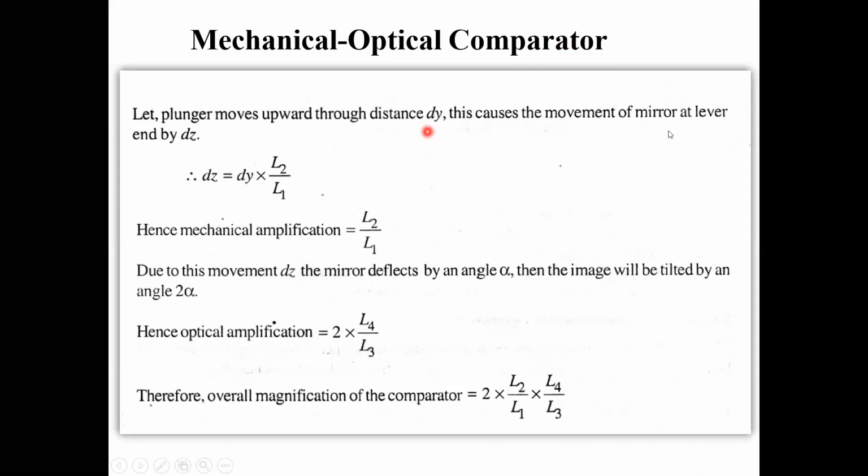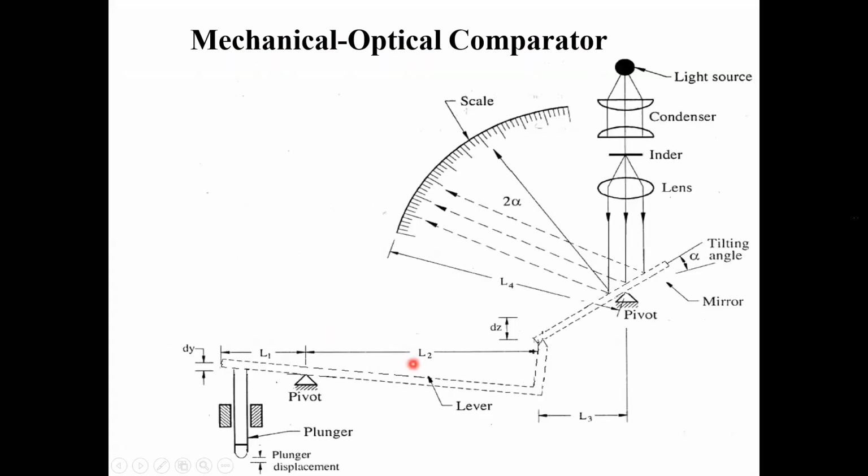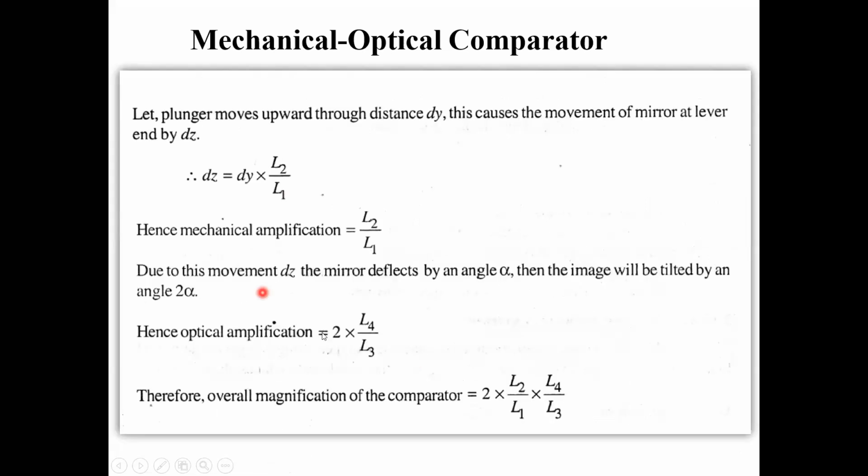The plunger moves upward through a distance dy. This causes a movement of the mirror at the lever end by dz. Therefore, dz equals dy into L2 by L1. The mechanical amplification is L2 by L1, and the optical amplification is given by 2 times alpha. Due to this movement dz, the mirror deflects by an angle alpha, and the image is tilted by an angle 2 alpha. Therefore, the optical amplification is 2 into L4 by L3. The total magnification is 2 into L2 by L1 into L4 by L3.